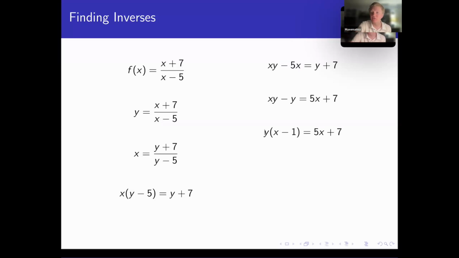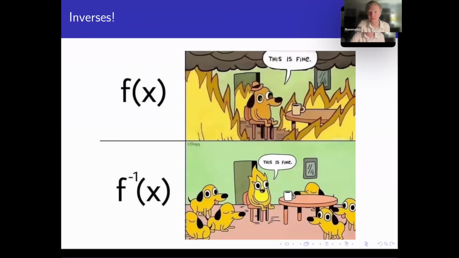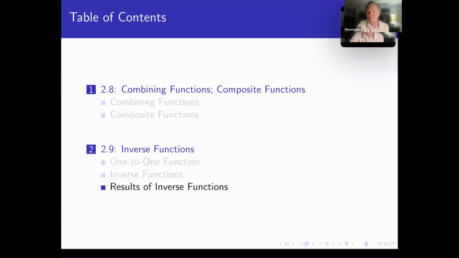And now, if this was y times 5, you would divide both sides by 5. However, no different. Even though this is y times x minus 1, we can just divide both sides by x minus 1. And now this new y is f inverse. Okay, not super scary, but this might be, funny. Memes, yeah. All right, well, just some results of inverse functions.